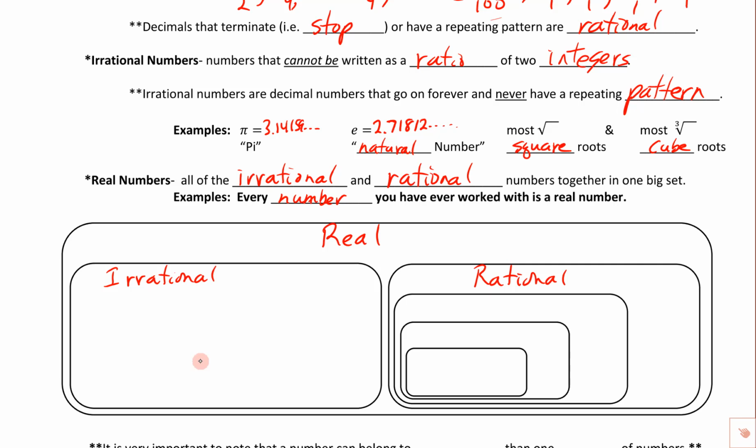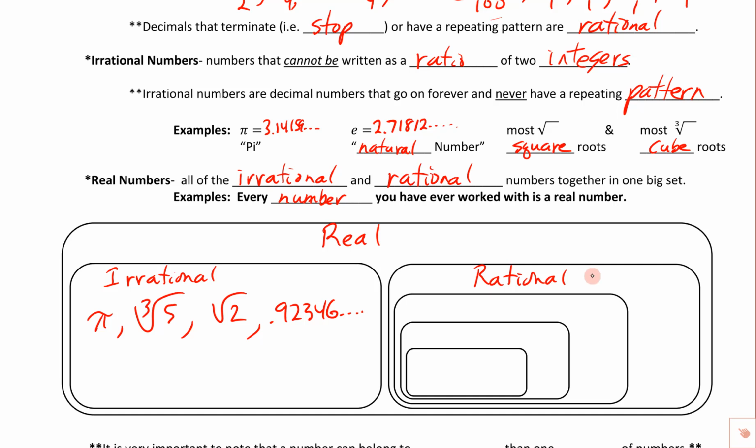So this one right here, these are numbers like pi. These are numbers like the cube root of 5, the square root of 2, and numbers like 0.9234, blah, blah, blah, and it goes on forever and it never repeats. Okay, so kind of ugly numbers right there.